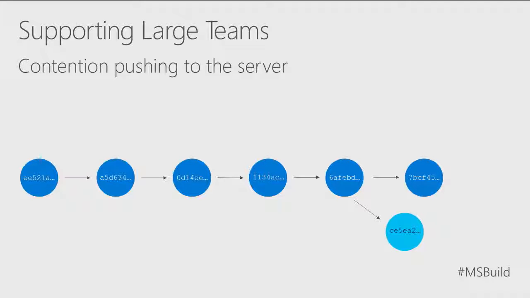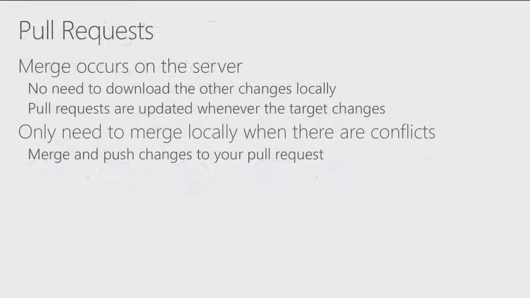And it turns out we can with a technique that you're probably already using, and that's pull requests. You're probably using them for code review, but they do an excellent job reducing the contention pushing to the server. That's because the merge, when you do a pull request, occurs all on the server. There's no need to take the time to download the changes that you need to integrate with, to do the merge locally, and then to try to push it back up. They're also updated immediately whenever the target branch changes. So you don't even have to run any commands or type anything. It all happens on the server.